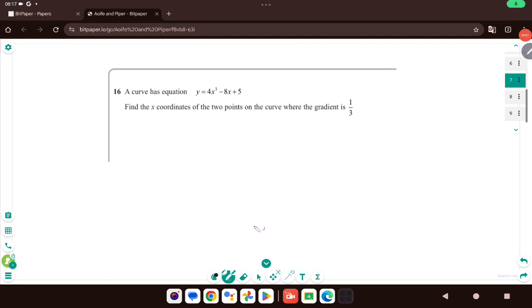For this past paper question, it's kind of difficult to spot the topic of the question. Because we're given the gradient and the equation of the curve, you should be thinking differentiation. Now, if we talk about the gradient, what do we know about how to find it? Differentiating the curve, the function, gives you the gradient function. So here's our curve. It's a cubic graph.